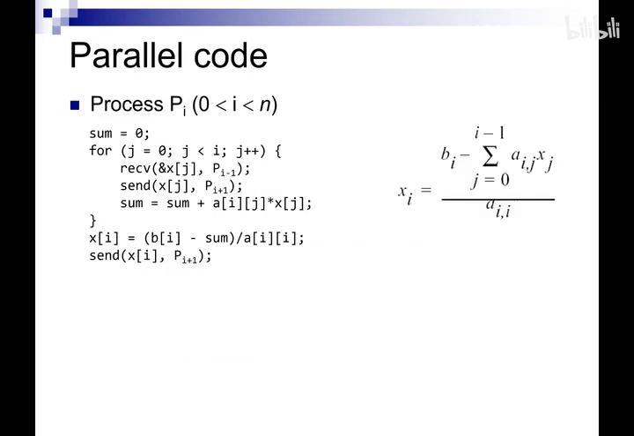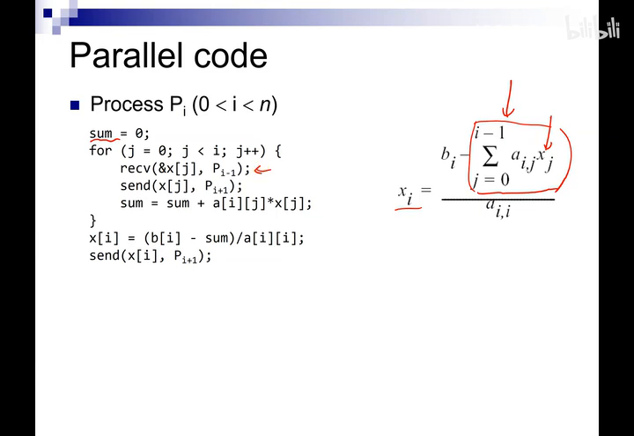If we write this out, this is the code for pi where i is larger than 0. Every process besides P0 is going to have the sum over here, which is just this part. The goal of process pi is to compute this entire sum, and once he's got the entire sum, he can subtract it from bi, divide by aii, and get xi. But to compute the sum, he needs to get all of these xj terms, where j is less than i. So pi is waiting to get all of these xj terms.